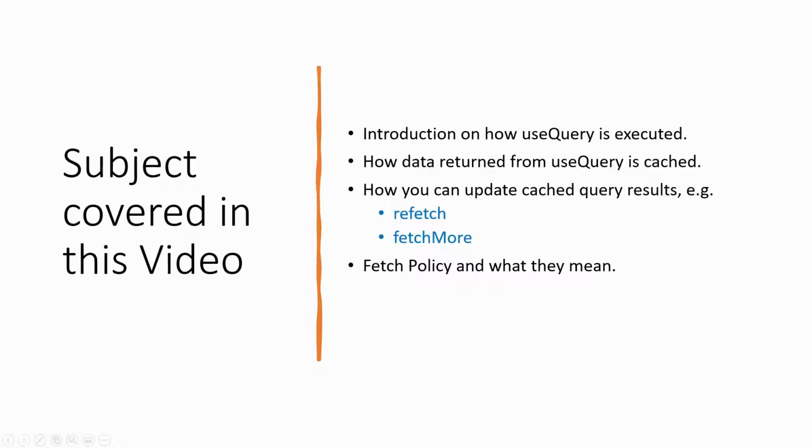Okay, I would like to talk about how useQuery is executed, what the inputs are, what the outputs are, and when it is fired. Next, I want to talk about how the data returned from useQuery is cached in your in-memory cache, and how you can update the cached query results using some of the methods provided by Apollo client, such as refetch, fetchMore, and polling. And lastly, I want to talk about the fetch policies and what exactly they mean.